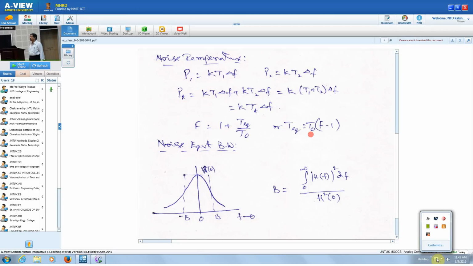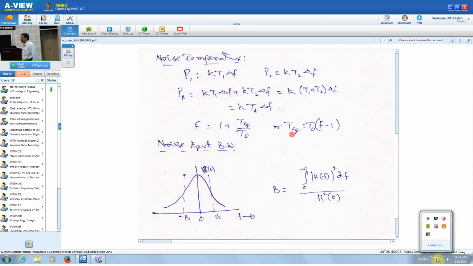The absolute room temperature is T naught, which we said is 290 degrees Kelvin, the normal temperature. But if room temperature is given as something like 23 degrees centigrade, then you have to add 273 and say that this is 296. But if the room temperature is not given, then you can say that T naught is 290 degrees Kelvin and calculate accordingly. If temperature is given, then substitute that and get the values. So that is about the noise figure and the noise temperature.